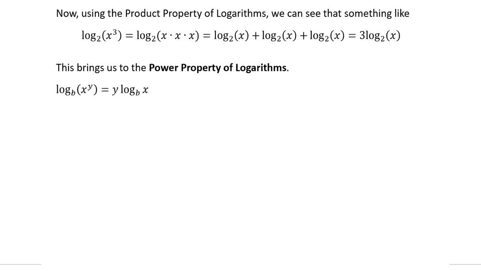This brings us to the power property of logarithms. Log base b of x to the y is equal to y times the log base b of x. Again, you can use this property forward or backward. So y times the log base b of x is also equal to the log base b of x to the y.